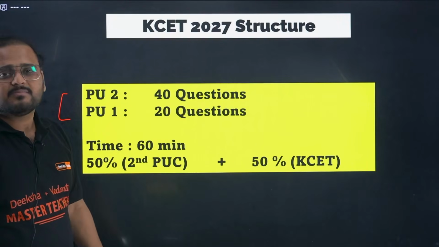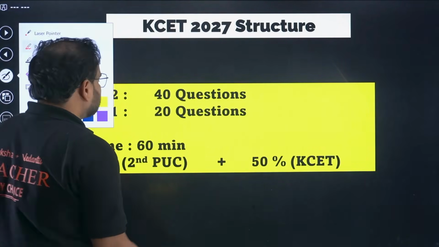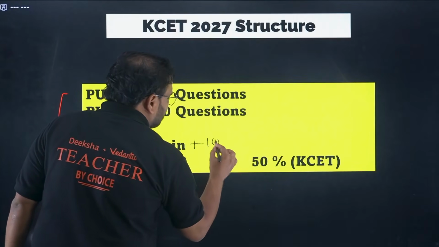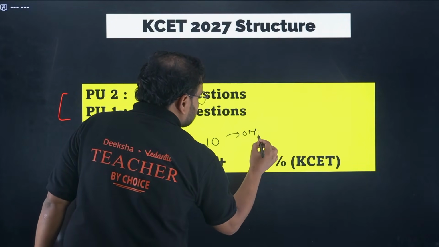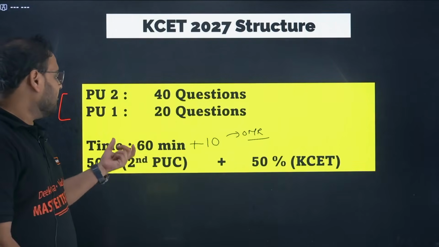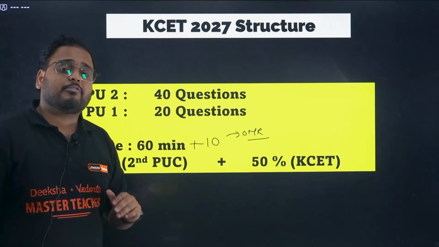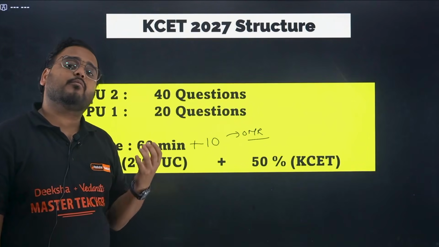Time is 60 minutes. Sir, what you're saying over here? Time is actually 70 minutes, right? Yes, it is, but 10 minutes you can keep for filling OMRs, or you'll simply use time over there. But for actual solving questions, you'll have only 60 minutes. So whenever you're writing a mock, try to keep a time limit of only 60 minutes.